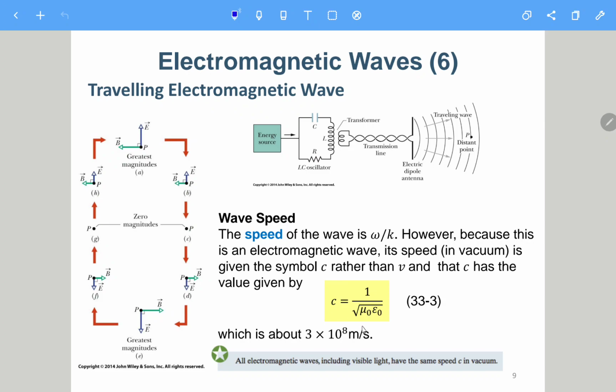That c has the value given by this expression. I think I've mentioned that before. c is 3 times 10 to the 8th power meters per second. And this is the permeability, this is the permittivity, and then take the square root of 1 over this term. So if you need a more precise value, it is 2.998 times 10 to the 8th power meters per second.